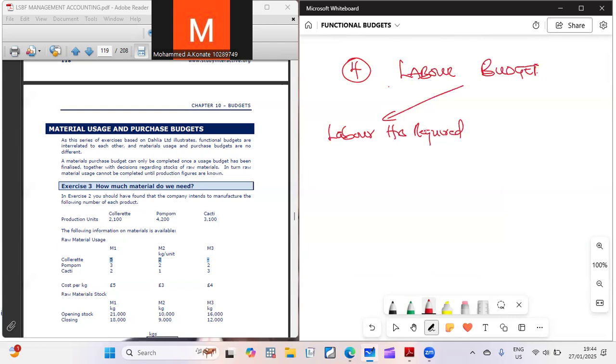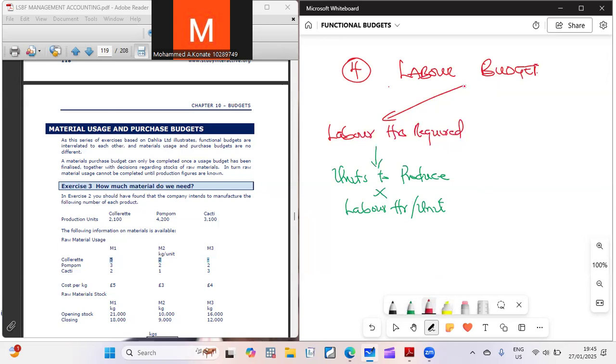So for that one too, what you will need to be able to do that budget is the units to produce, which you got from which budget? Production. Good. Then you multiply it by labor hours per unit. So that's how you will do this one. It is very straightforward.